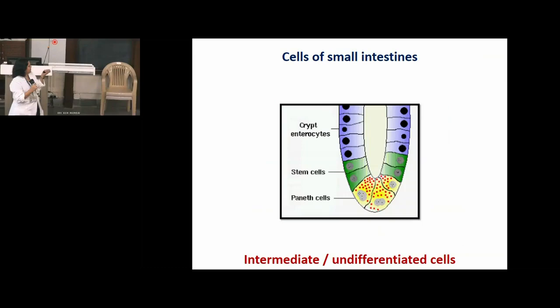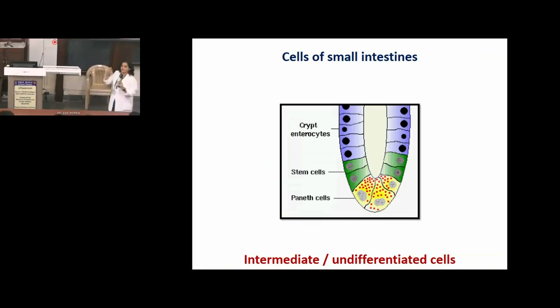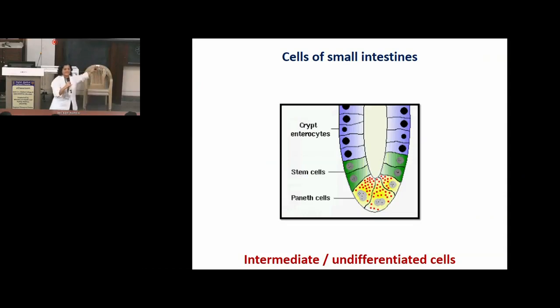Then there are intermediate or undifferentiated cells. Basically these are stem cells. I hope you know that intestinal cells have a turnover rate. The cells that are present now will be gone after 2-3 days. New cells are formed, so there should be some source for these new cells to get formed. So we have the stem cells which will give rise to all types of these cells. So that's intermediate or undifferentiated cells, also referred to as stem cells.